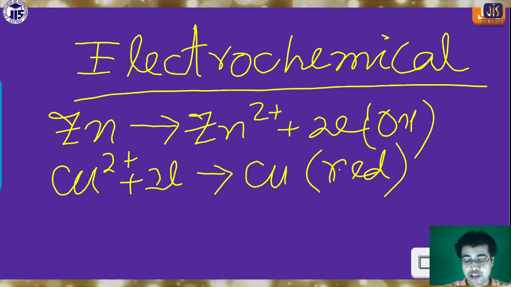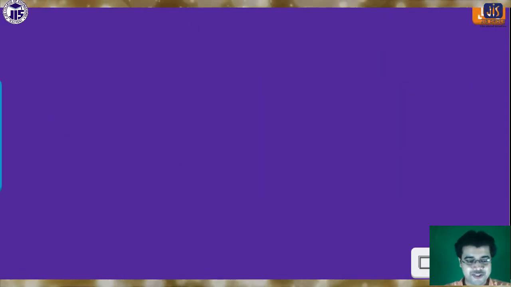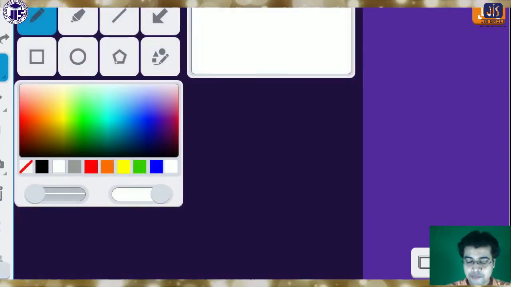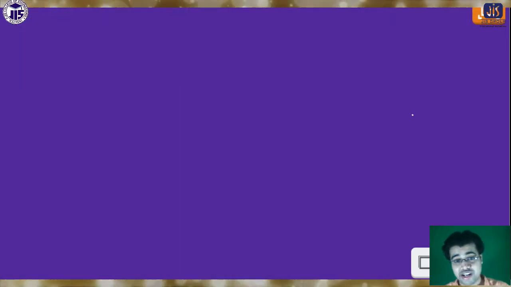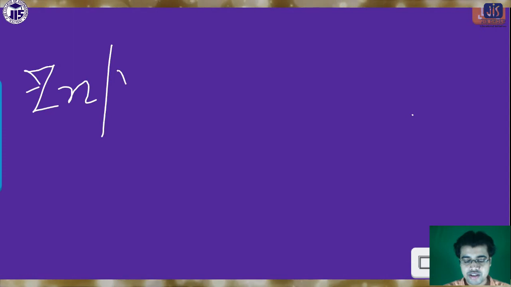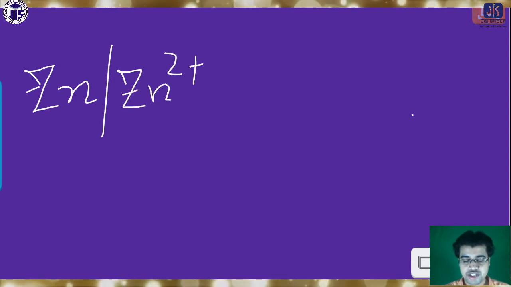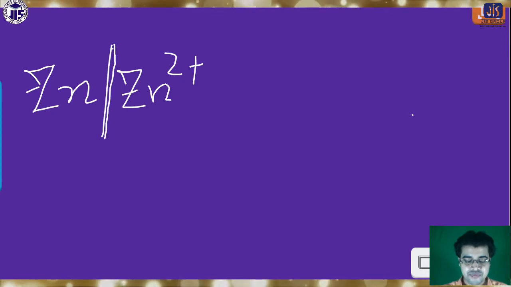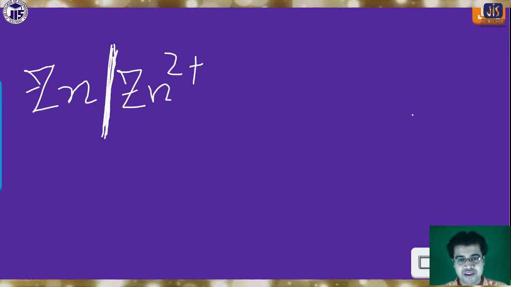So what is the procedure by which we can represent the electrochemical cell? First of all, on the left hand side you have to represent the anode. Anode means where oxidation occurs. So if we represent the cell, it will be zinc to Zn 2 plus. This means zinc is converted to Zn 2 plus, because it is oxidation. The middle line indicates this change.